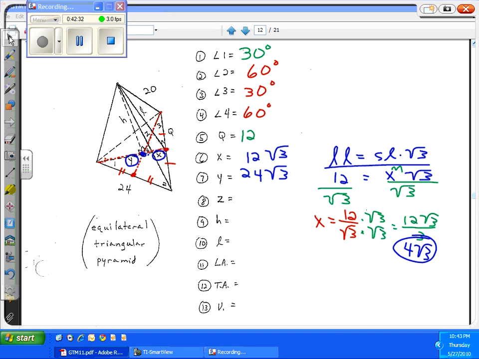Now, Y and Z are both radii of this regular polygon, you see. So whatever Y is, that's what Z is. So Z is also 24 square root 3. The height of the pyramid.